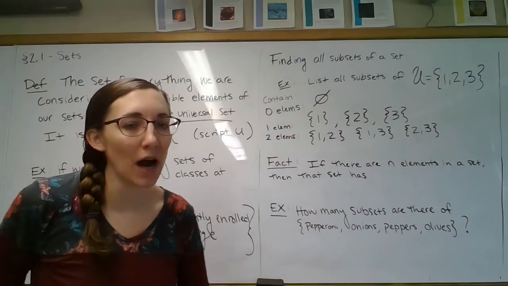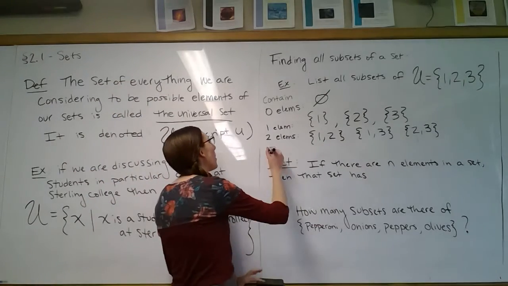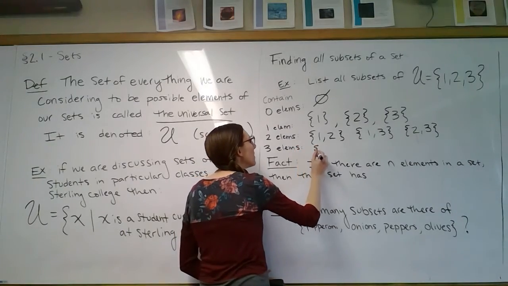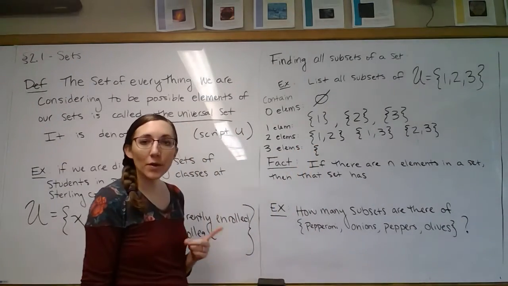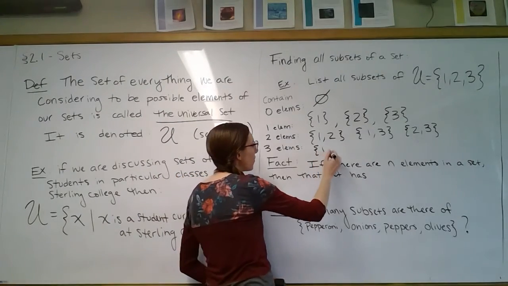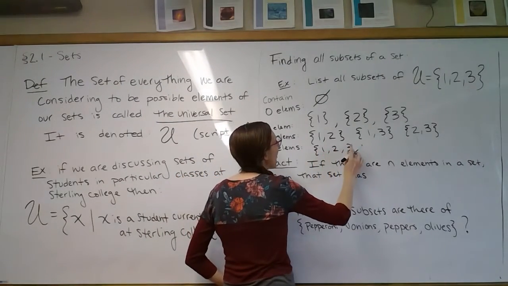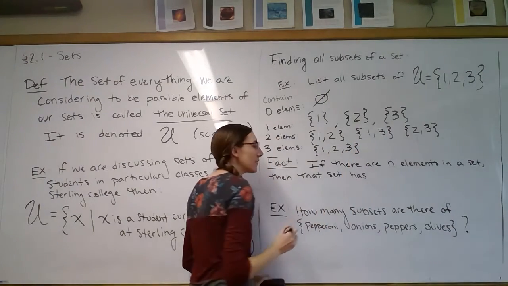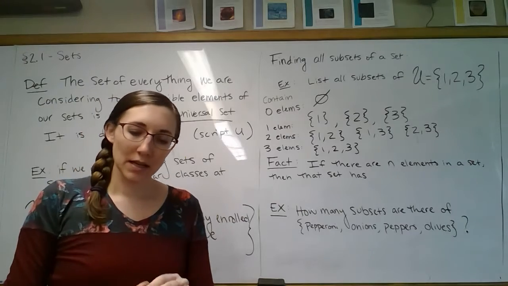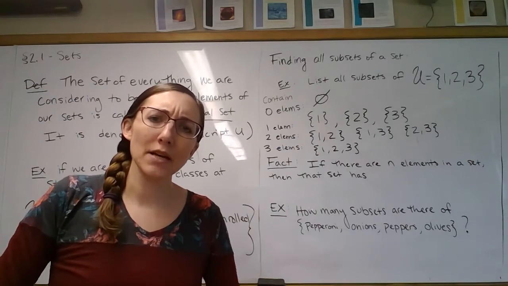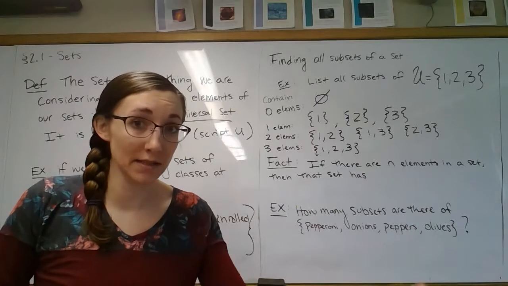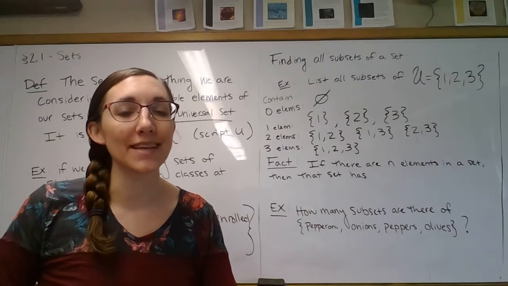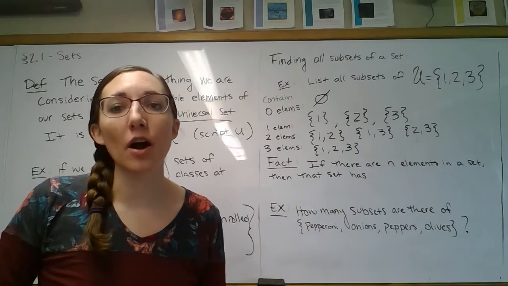We still have another option. I could pick all 3 elements. And if we think about it, there's only one way to do that. I have to take the 1, the 2, and the 3. Now, there's no way to pick less than 0 elements. And in this example, I can't pick something with, say, 4 elements because there just aren't that many to pick from.